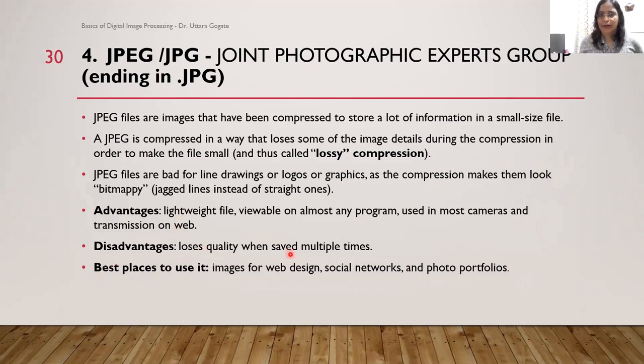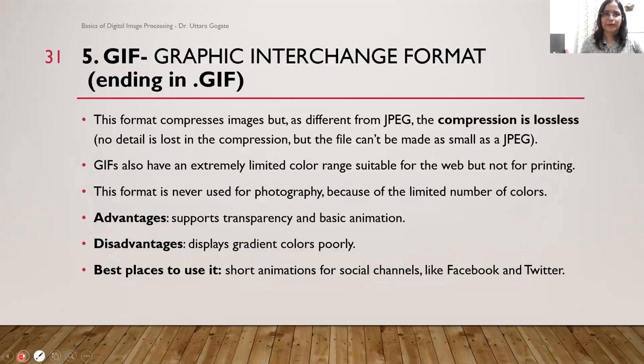So it loses quality, and when it is saved multiple times, it goes on compressing, and that's why it loses quality. But the advantage for our normal social media files is that it is a lightweight file, viewable, and any program can download and view it. And that's why most cameras and the web support this JPEG file format. So most of the time, for web design, social networks, portfolios, we are using this compressed file format JPEG.